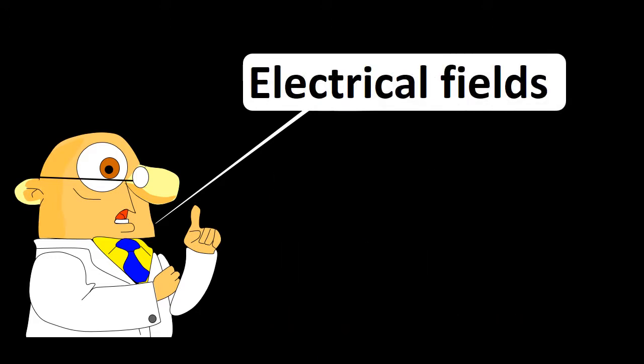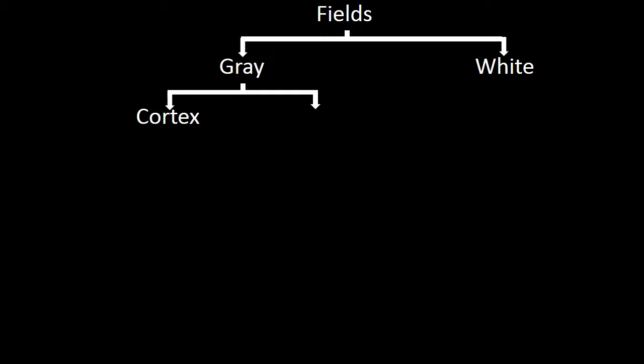Clinical neurophysiologists must have at least a rudimentary understanding of electrical fields. Electrical fields in the nervous system can be generated by gray matter generators or by white matter generators. Gray matter generators can be subdivided into those arising from the cerebral and cerebellar cortices and those arising from nuclei in the brain, brainstem, or spinal cord.